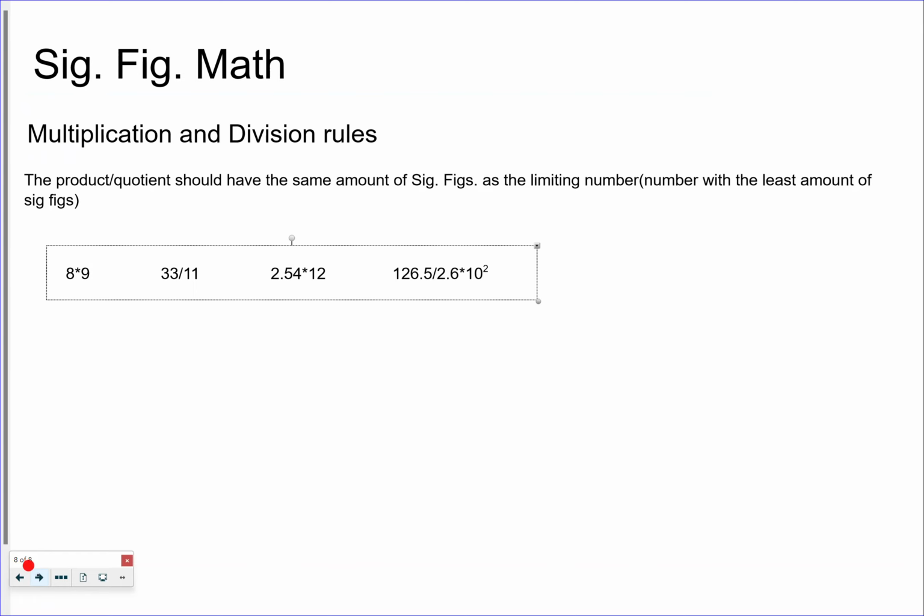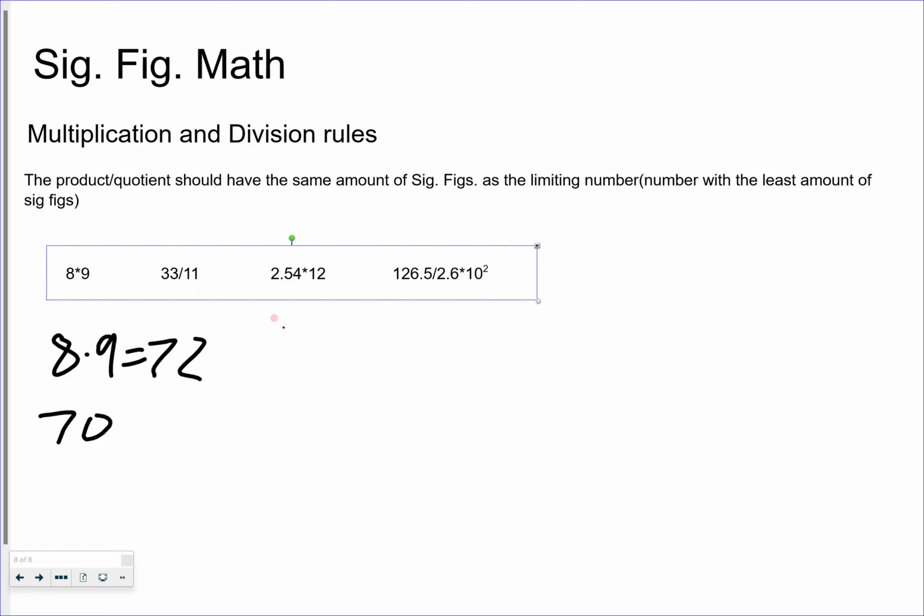And lastly, here we have our multiplication and division rules. The product or quotient has the same amount of sig figs as the limiting number, which is the number with the least amount of sig figs. So for the first problem here, we have 8 times 9, which equals 72. We have to look at the sig figs of the 8 and 9, which both have 1 sig fig, so our answer has to be 70.